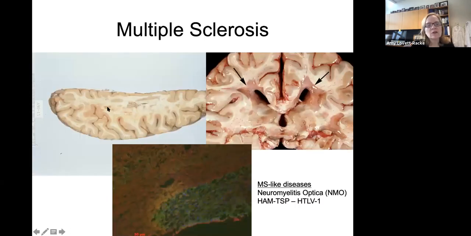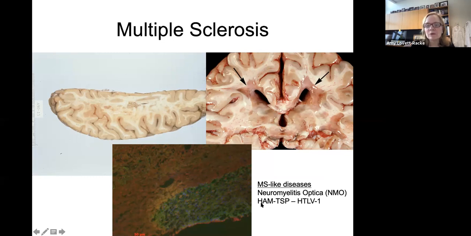If you look at the pathology again, you'll see these scarring, these sclerotic plaques, which is where the name comes from. This is showing the periventricular area, which tends to be an area where demyelination occurs quite frequently. And again, before aquaporin 4, patients with NMO were diagnosed with MS. There's another population of individuals that were previously thought to have MS as well.